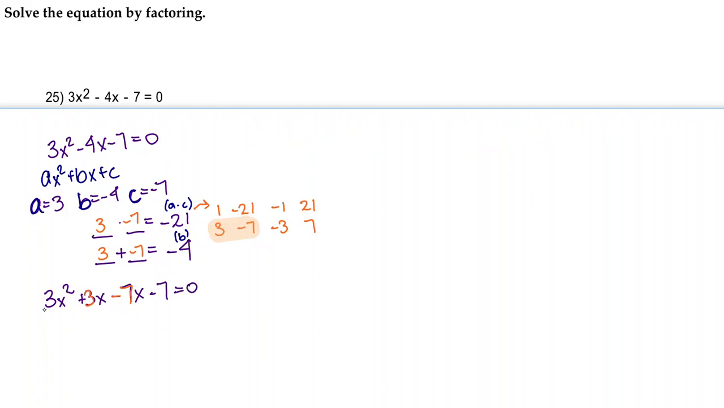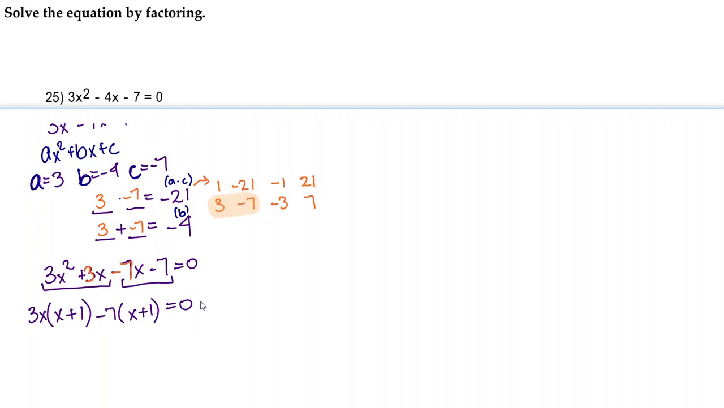Now we have 4 terms and we can go ahead and use the grouping method. So we're going to take the GCF out of the first 2 terms, which is 3x, leaving us with just x here, and then +1. And then we're going to take the GCF out of the second 2 terms. It's going to be -7, leaving us with x plus 1. And then we're just going to bring down our equals 0. Now we're going to take the GCF out of this entire expression, which is going to be the x plus 1 because that's the factor that's in this term and in this term as well. And that's leaving us with 3x minus 7, and then we're bringing down our equals 0 still.